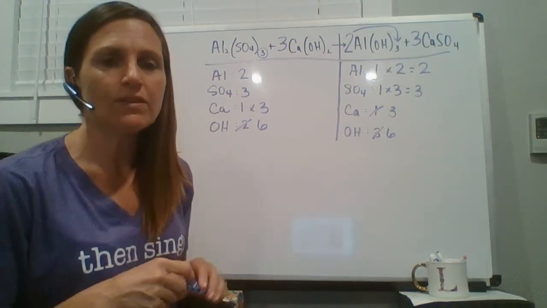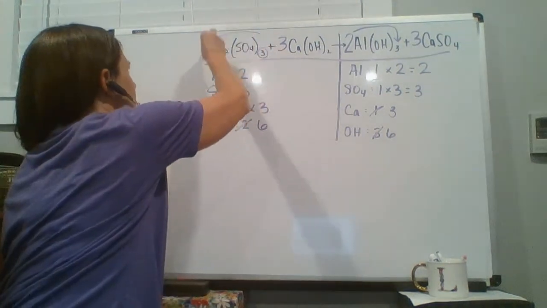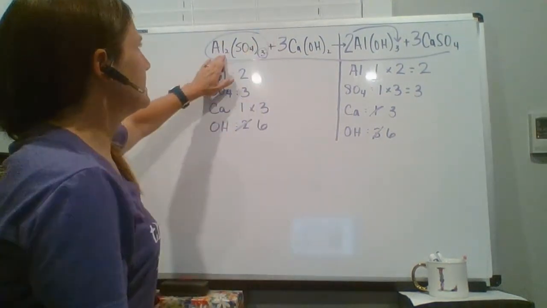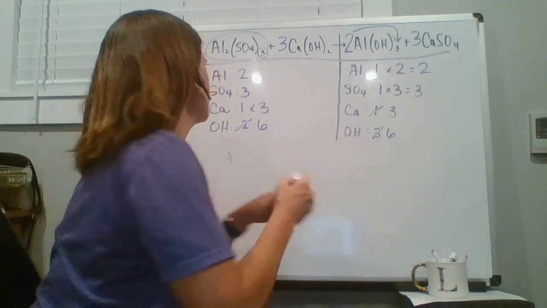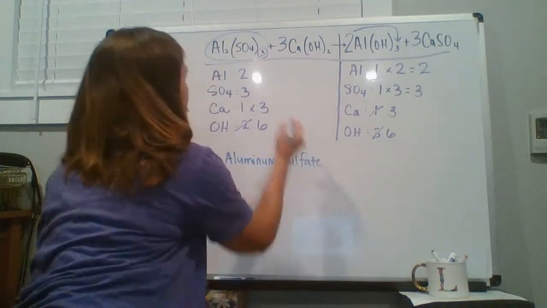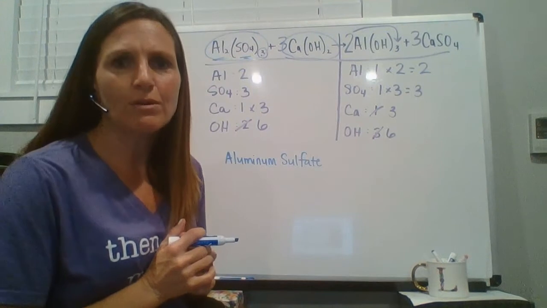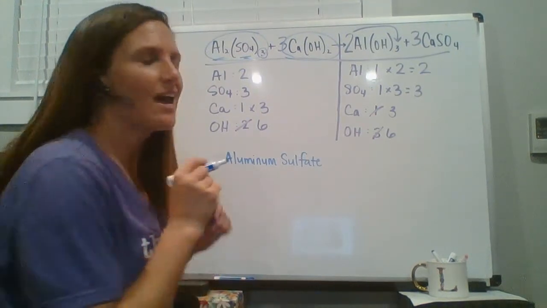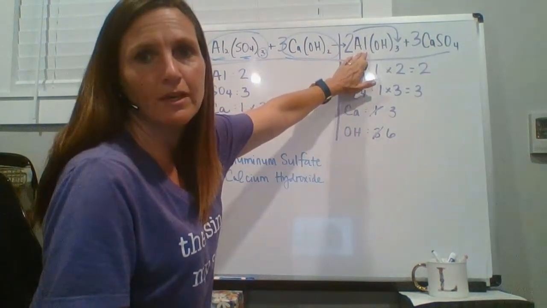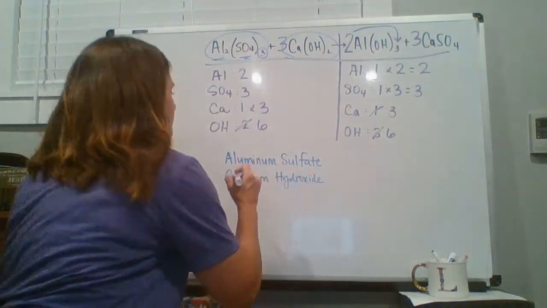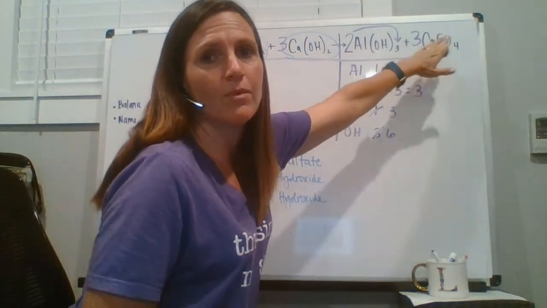And so when you get to the end of this, now we can name these compounds. So if we look at this one, the name of this is aluminum sulfate. And some marker issues here. It's the end of the semester. Aluminum sulfate. This one, guess, tell me what it is. Think about it. What is it? It is calcium hydroxide. Can you name this one? It's got aluminum and hydroxide, so its name is aluminum hydroxide. And lastly, you've got this one over here, calcium sulfate.